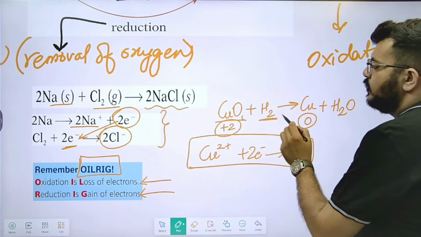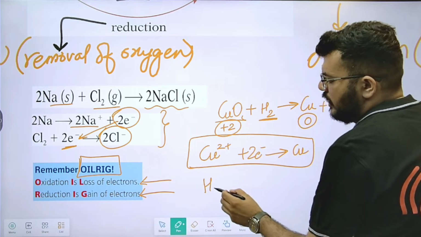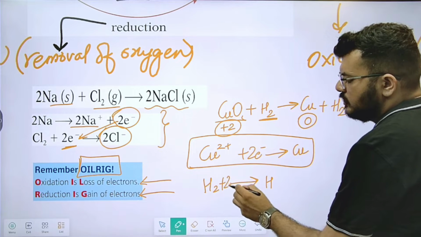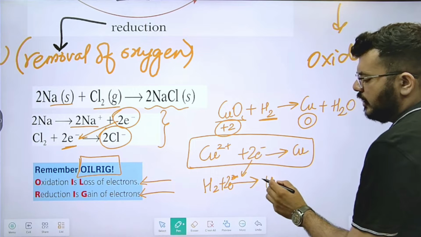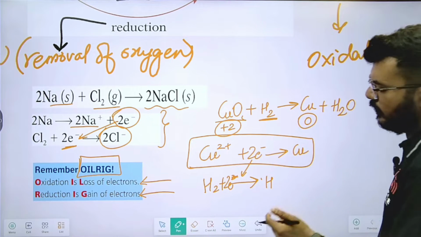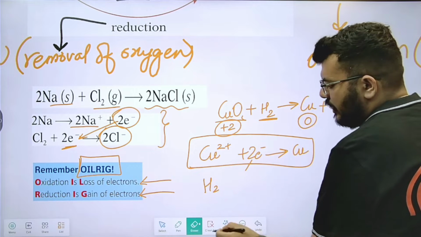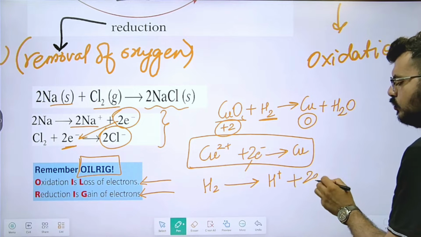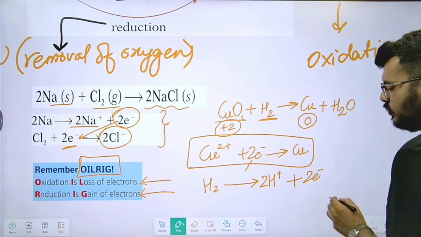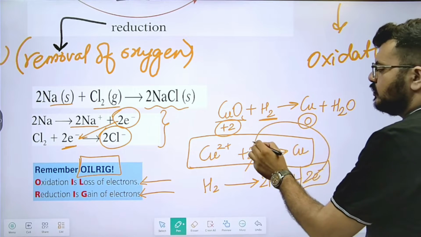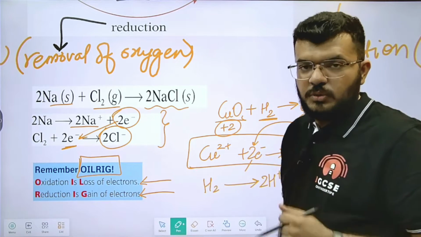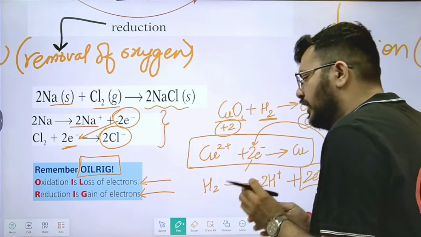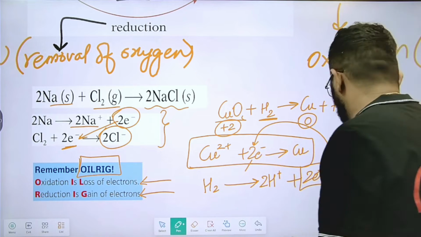If you look at hydrogen, what is happening to it? Hydrogen was simply a diatomic gas, but it becomes H+ by losing electrons. To balance the reaction, these two electrons are used by copper to become Cu. Again, even without oxygen we can understand what a redox reaction is, through electron transfer.